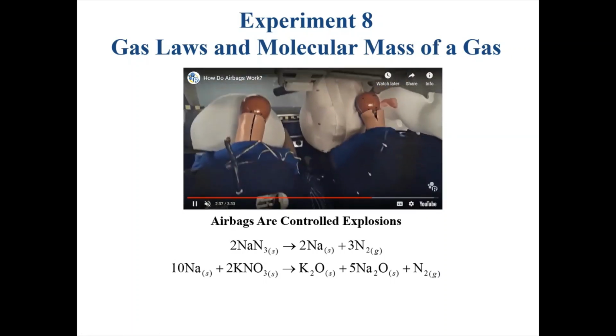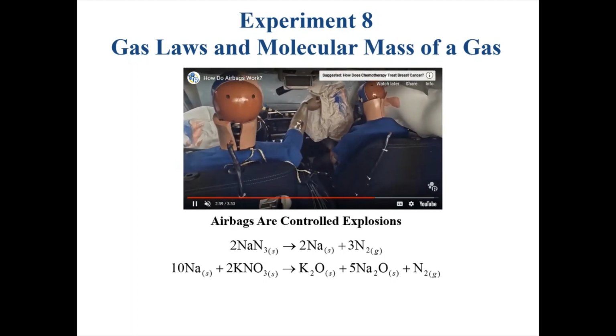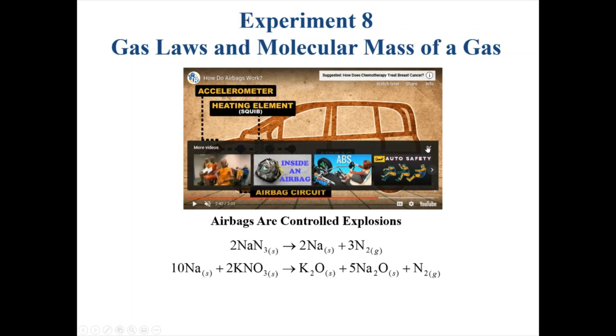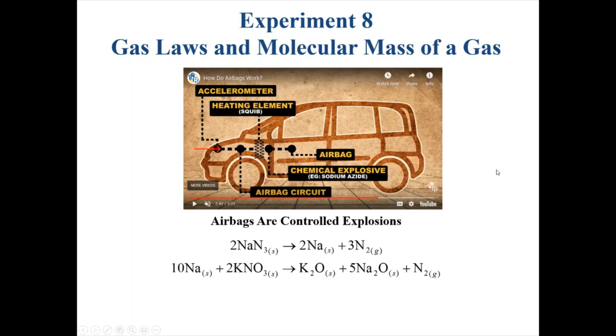So you could see that these people, instead of just going forward and slamming into the steering wheel, get slowed down slower and more efficiently, and that does less damage to the body. So the way that airbags work is through a controlled explosion. So this is all based on chemistry. And it actually goes even beyond explosion. This is a controlled detonation.